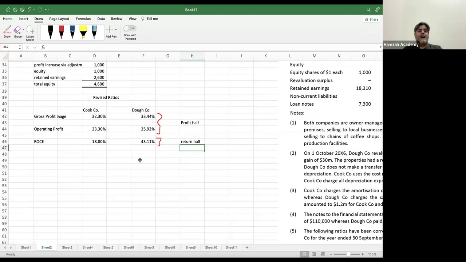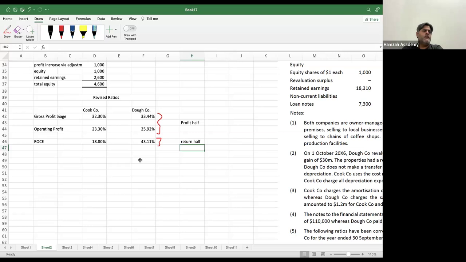So this return is not high due to the operating profits or something, but because of the better asset turnover of the Dough Company as compared to the Cook Company, right? It's not that the Dough Company is generating more sales or the Cook Company is on the lower side. The reason is that the Dough Company has a significantly lower equity balance due to having extremely low retained earnings relative to the Cook Company. That is the reason why we have this ratio on the higher side.